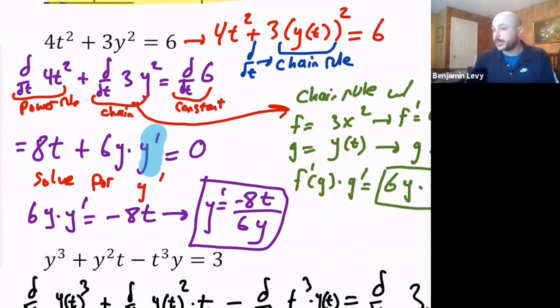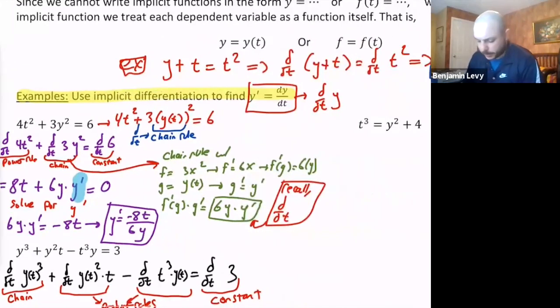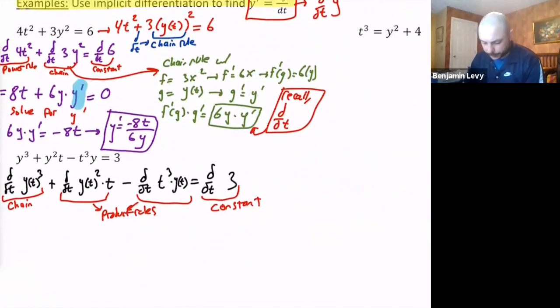So again, it's implicit, right? We have the t's and the y's mixed up on the same side, but it's an expression for the derivative. And you'll see how this becomes useful once we start using it on the next page. It's just a different way to approach a problem that's represented implicitly.